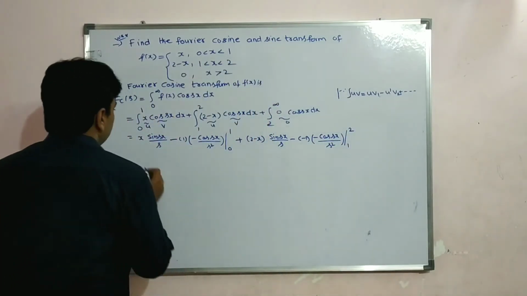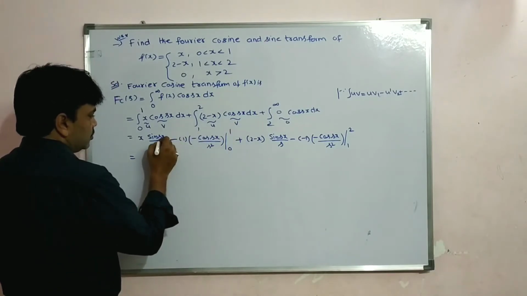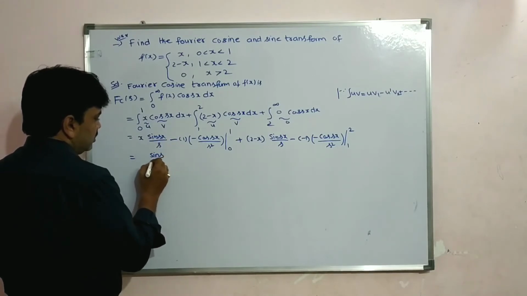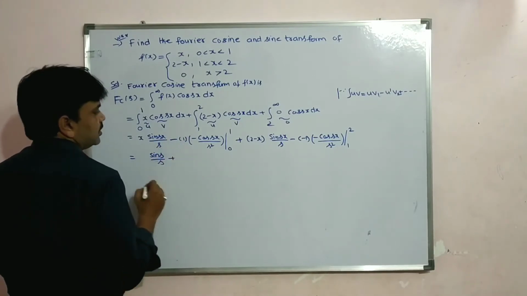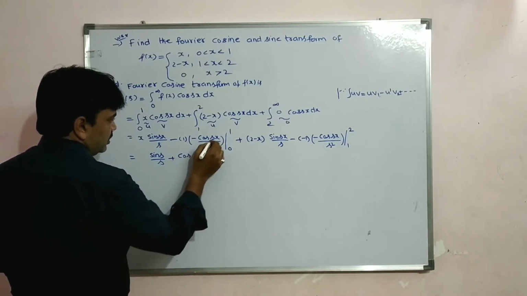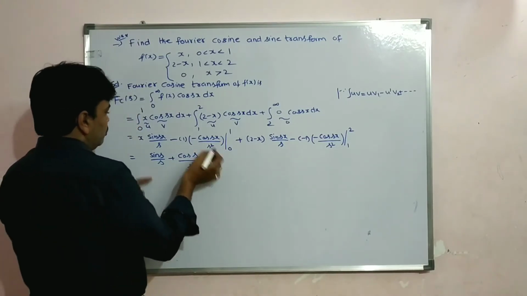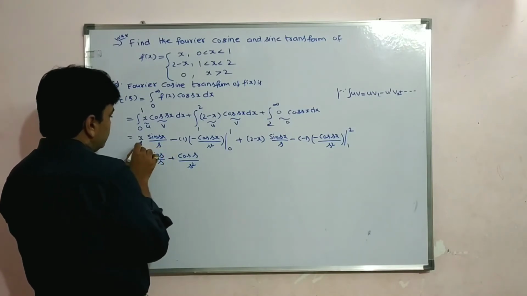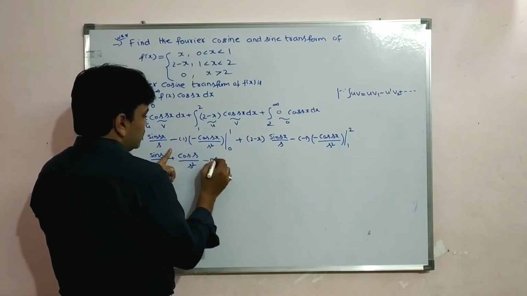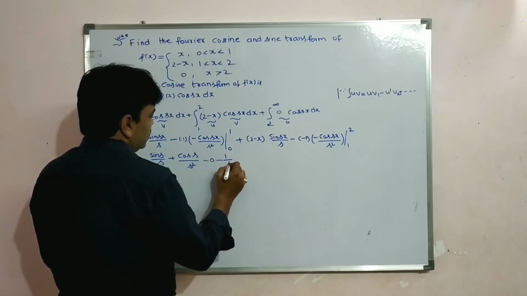So that is equal to, substituting the upper limit, students: we get 1 sin s by s, plus cos s by s square, since x value is 1. Substituting the lower limit, we have 0, so the value is 0, minus 0. Substituting the lower limit here, we get minus cos 0, and cos 0 value is 1, so 1 by s square.